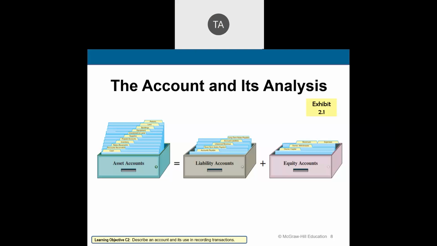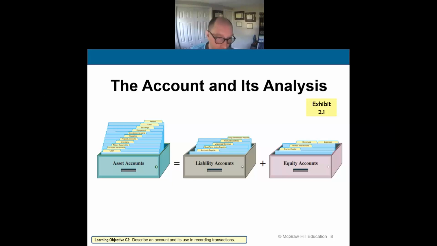Inventory. That's hopefully very obvious. Inventory is when the business sells products to other people. That's inventory. Prepaid accounts. Okay, this one gets a little bit different.